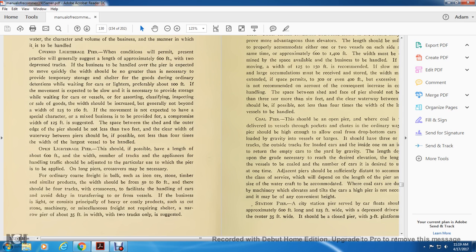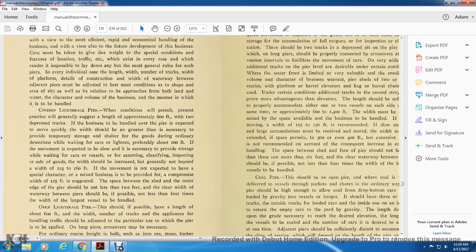For ordinary coarse freight and bulk such as iron ore, stone, timber, and similar products, the width should be from 50 to 80 feet, where there should be four tracks which cross over the facility, handling with the cars, avoiding transfer to other vessels. If the business is light and consists principally of heavy, costly products such as cut stone or machinery, miscellaneous freight would require shelter. A narrow pier around 35 feet in width with a truck only is suggested.